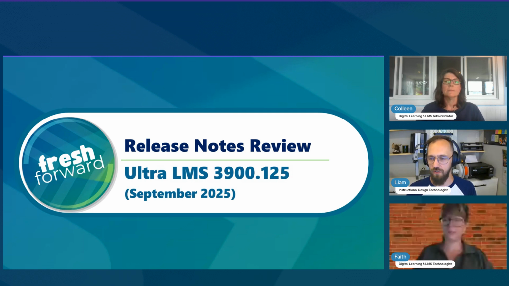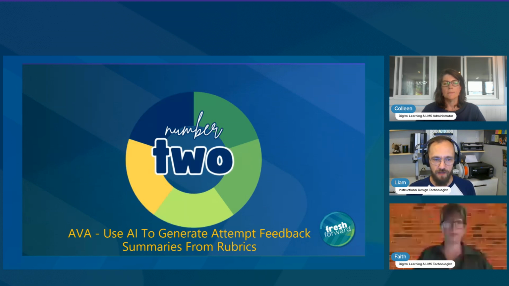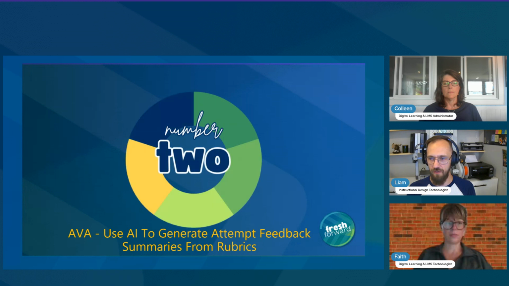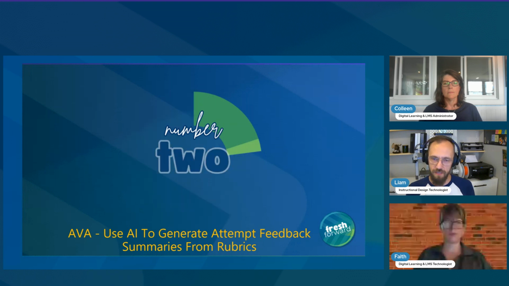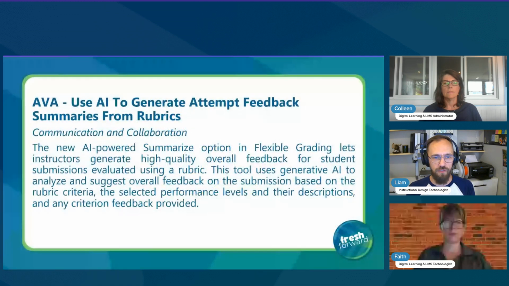But today we are going to focus in on this one, and it is our number 2 pick. AVA, that is the AI virtual assistant, and using AI to generate attempt feedback summaries from rubrics. Pretty cool sort of tool that we're going to be talking about. We'll demonstrate how that works. We're also going to sneak in talking a bit about number 3, which is rewriting content, and we'll show how that works. So we're going to give a quick overview, then we'll do the demonstration.